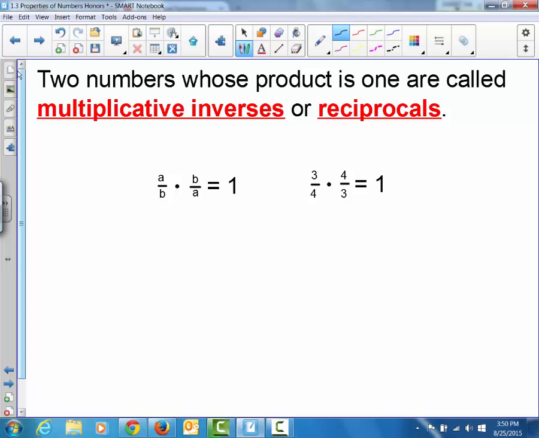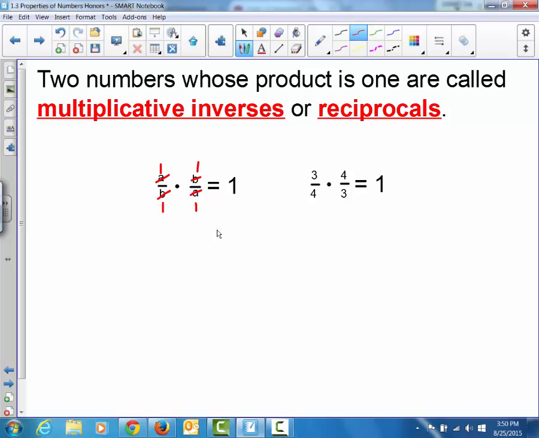Okay, so two numbers whose product is 1 are called reciprocals or multiplicative inverses. For example, when we work these out, you can see that B goes into B one time, and B goes into B one time. A goes into A one time, and A goes into A one time. We have 1 times 1 and 1 times 1, and the answer is 1. So when you can multiply two numbers together and get 1, they are called multiplicative inverses.